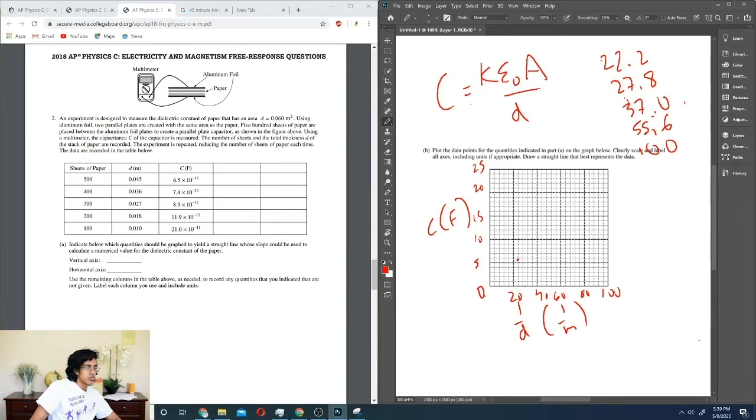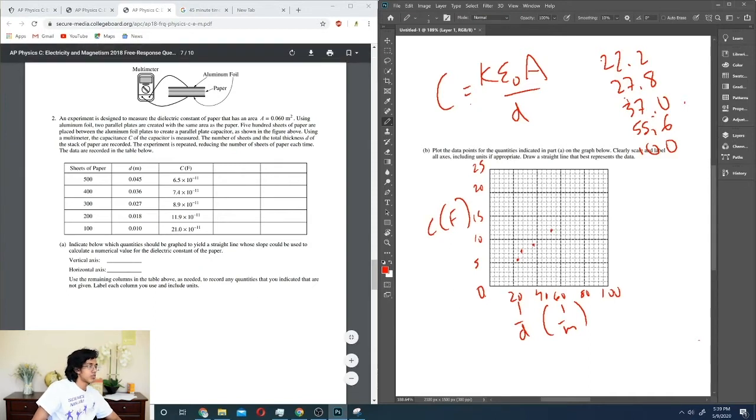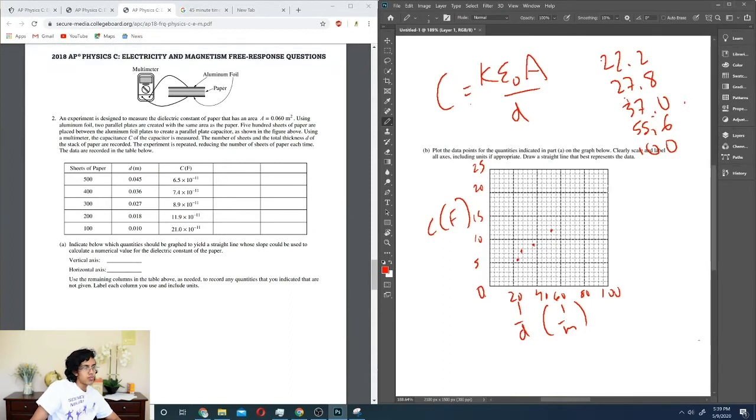27 goes to like 7.4. So 37 goes to 8.9. 55 goes to 11.9, right there. And then the last one, 100, just goes all the way to 21. Okay, so we have kind of a line. I don't know if I could draw it straight, but it looks like it just goes through this point.